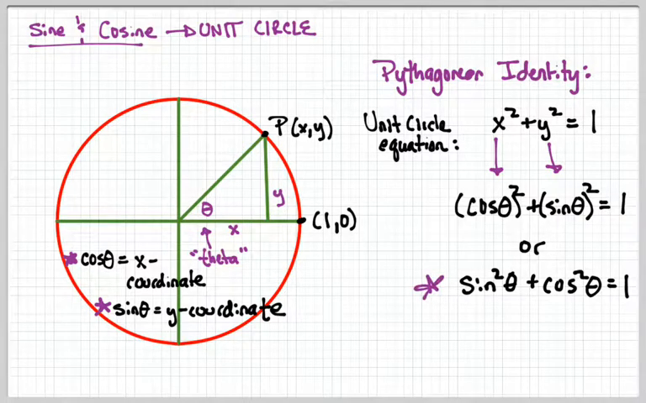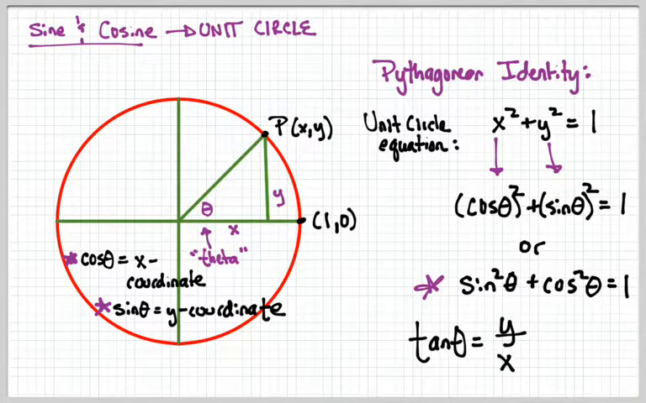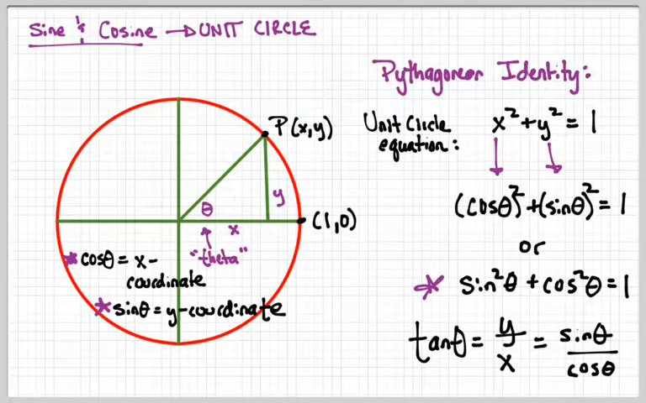That's really important. And then your last one is what Morgan shared with us. It's tangent of theta. This is equal to y over x, or, share with your neighbor, what does it also equal? Sine theta over? Beautiful. Okay? And this is the last one you need to know.